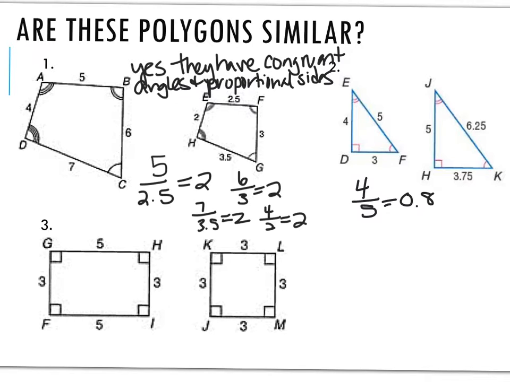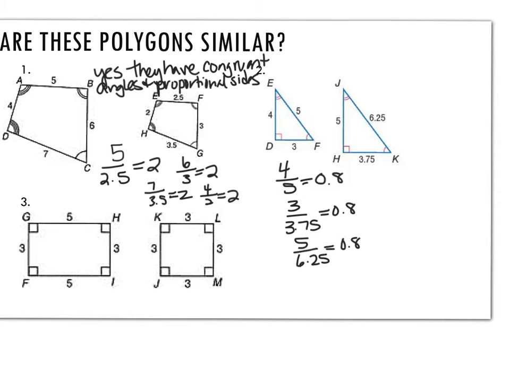So after you have paused it, you should have double checked all of it, and hopefully you did get that they were all the same. So let's just double check here. I have DF is 3, and that corresponds with 3.75. And when I plug that into my calculator, I do get 8/10. Now my last side is side EF, which is 5, to side JK, which is 6 and 25/100ths, and I also get 8/10 there.